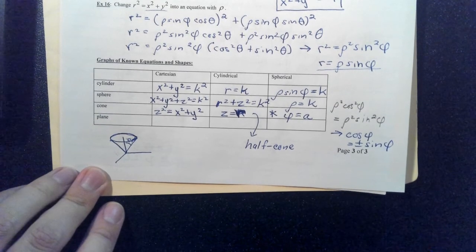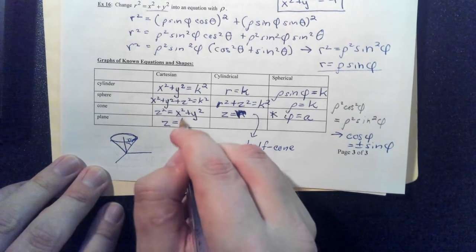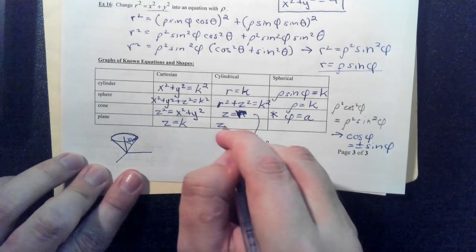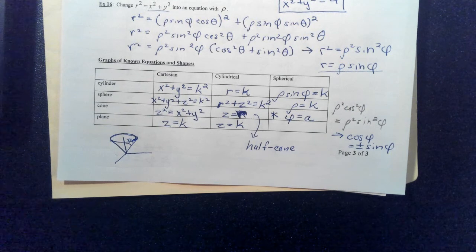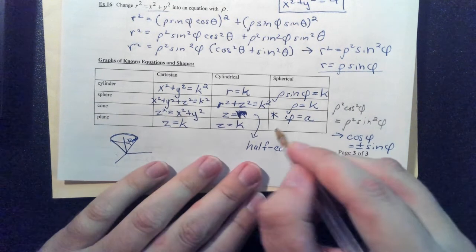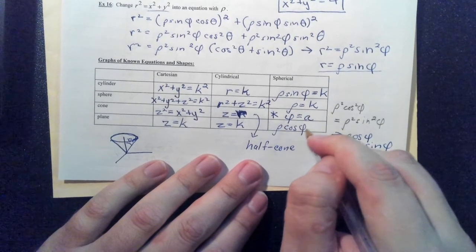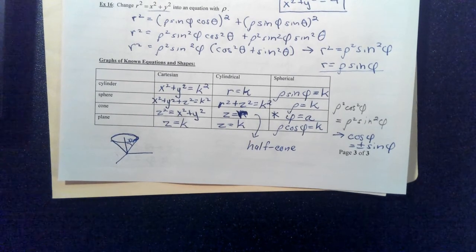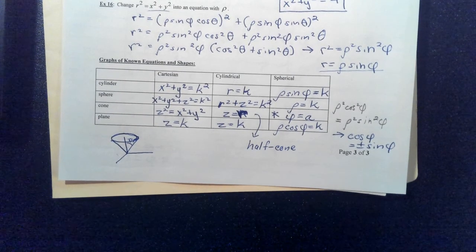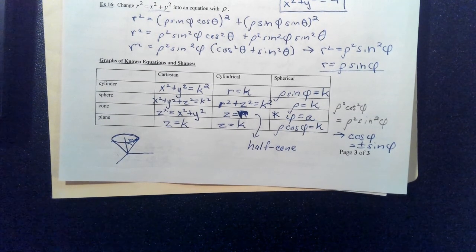For a plane, of course, there are many planes I could write, but for example, if I said z equals k, in cylindrical, that would also be z equals k. And in spherical, that would be rho cos phi is k. Again, that's not all planes. If I had x equals a constant, then I would, of course, have significantly different equations here. But that's the general idea.